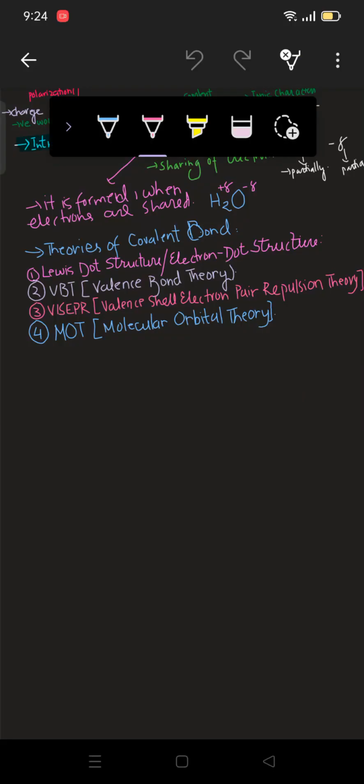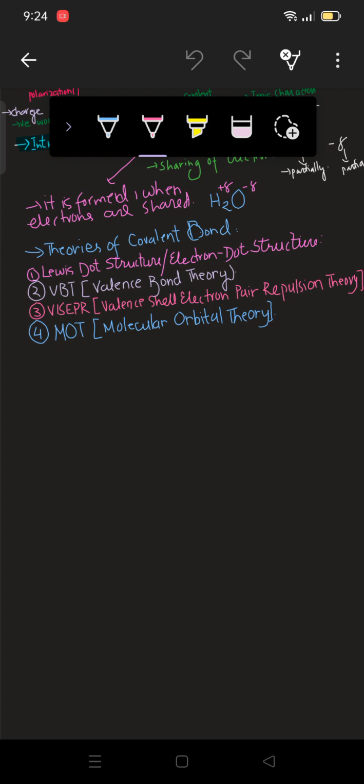Okay, so as in the last video, we have done the introduction to the theories of the covalent bond. We said that there are not five, however, four theories of covalent bond. The first one is the Lewis structure or electron dot structure. Second, VBT or valence bond theory. Third, VSEPR, valence shell electron pair repulsion theory. Last but not the least, MOT, molecular orbital theory.